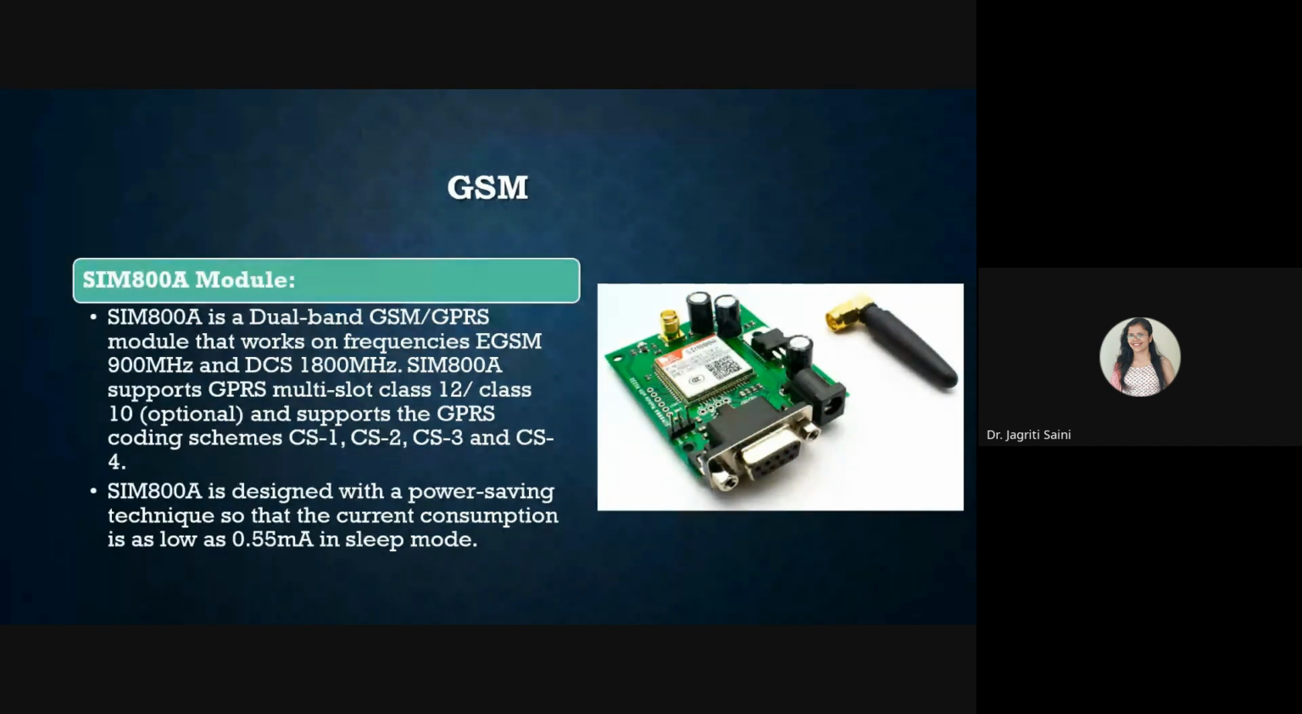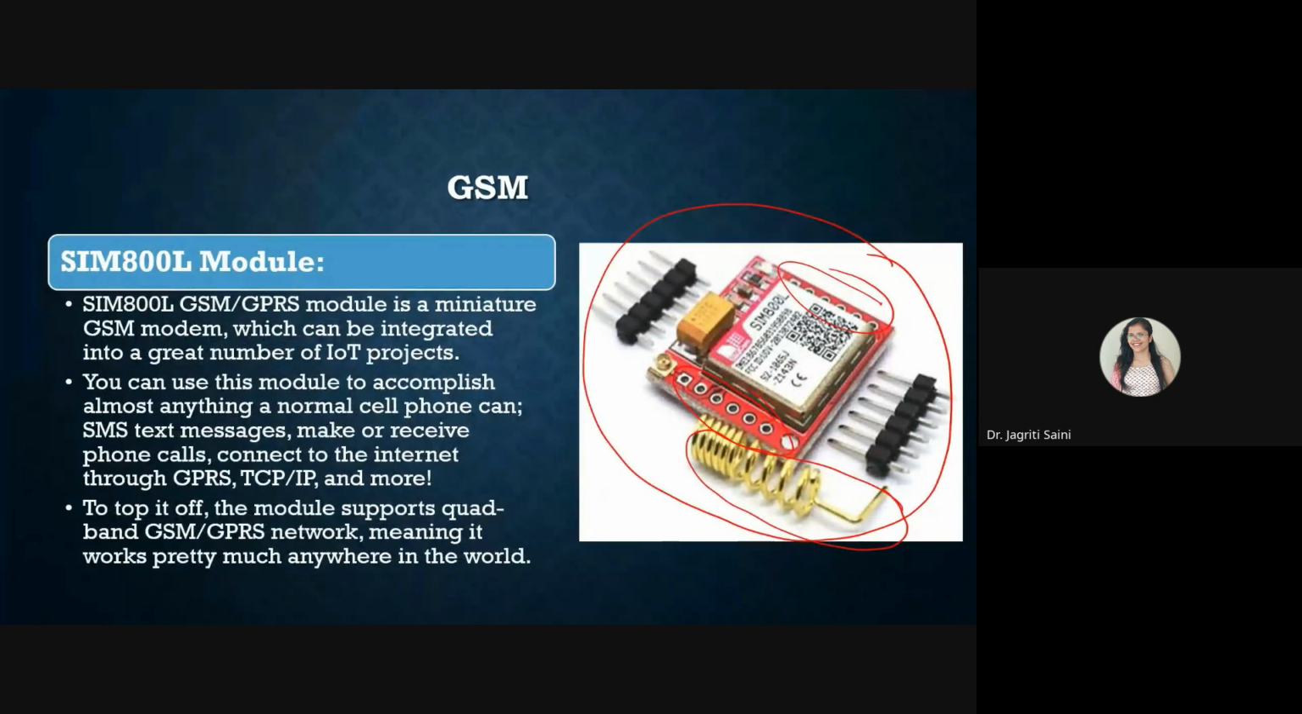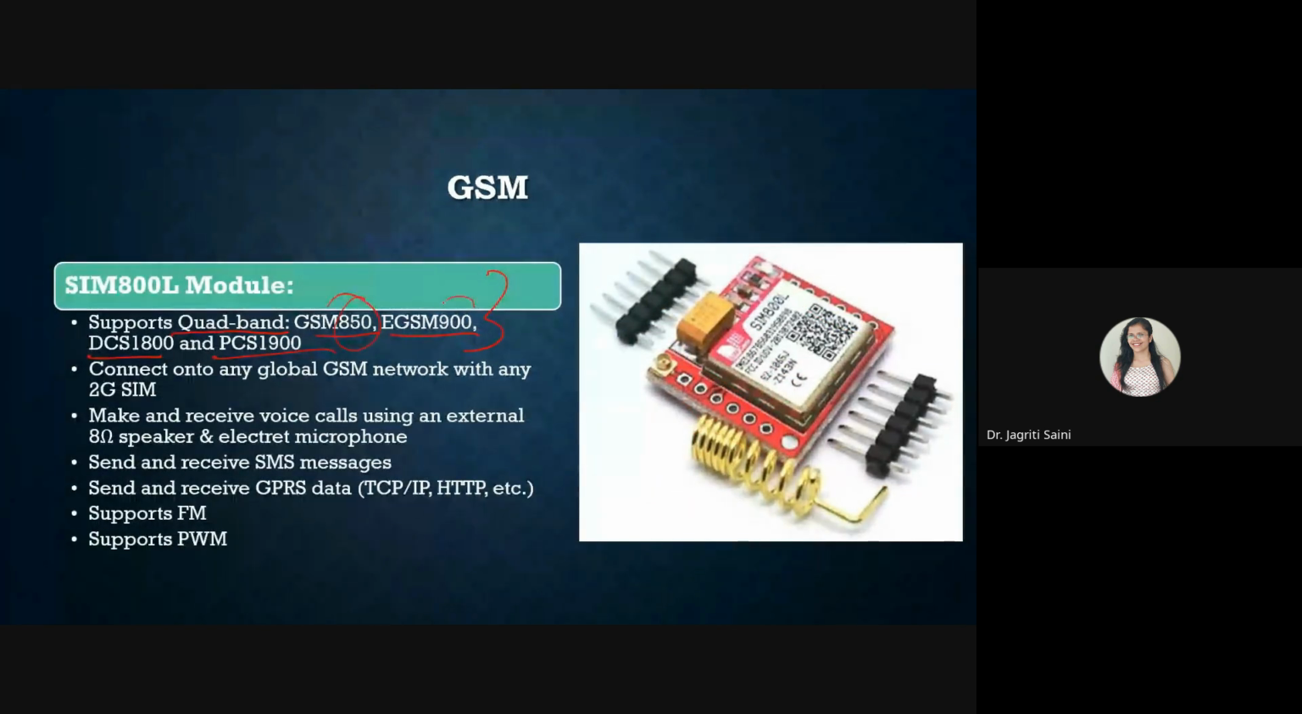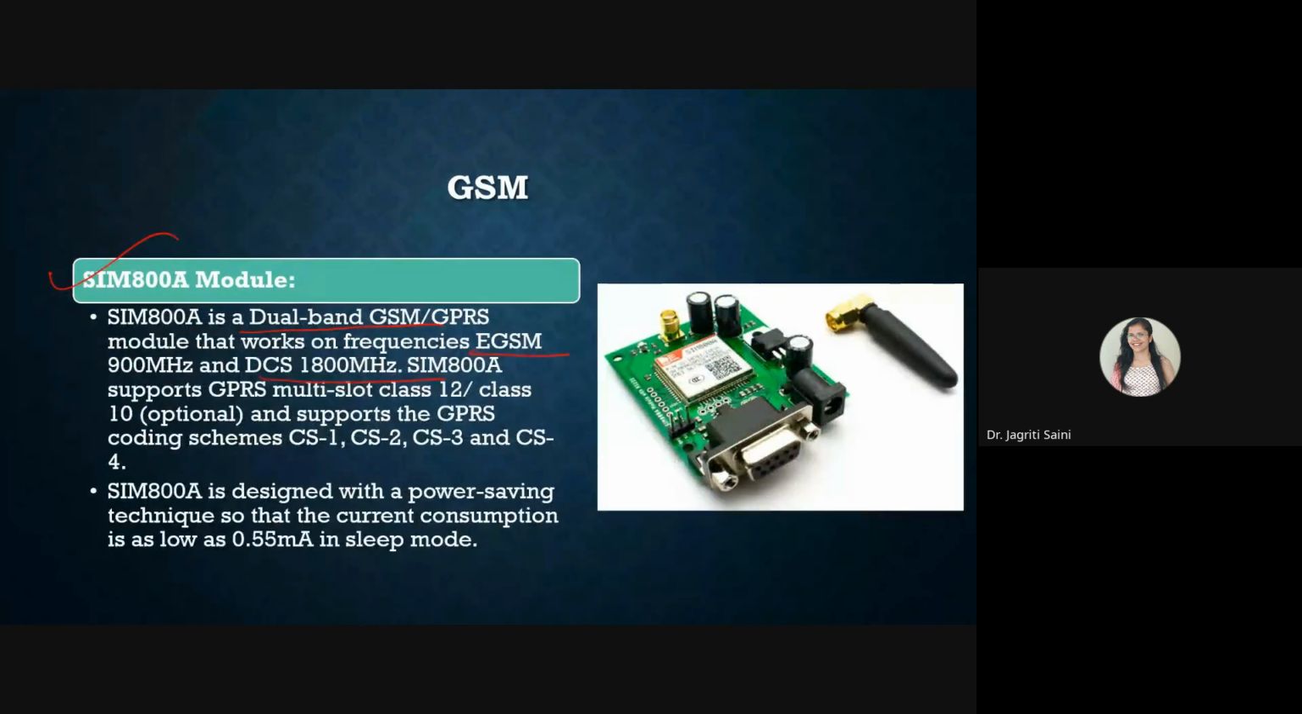The next one we have SIM800A module. This comes with dual band communication, GSM and GPRS, and it can work only on two frequencies. One is EGSM 900 megahertz, and other is your 1800 megahertz. These two only it can support. In previous case, we were able to support 850 megahertz, 900 megahertz, 1800 and 1900 megahertz. But here we can work on 2 frequencies only.